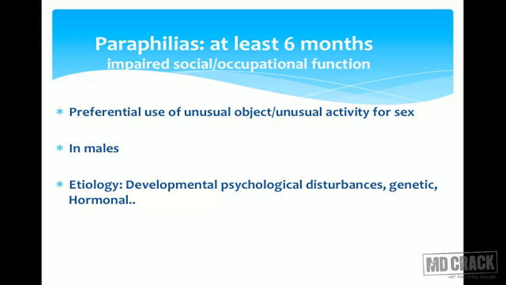This must exist for at least 6 months. Then according to the DSM, you diagnose it as paraphilia. In addition to this, the patient must exhibit impaired social and occupational functioning. It is interesting to note that the paraphilias are mostly seen in males. And the etiology might involve developmental psychological disturbance, some genetic factors, and sometimes hormonal disturbances.